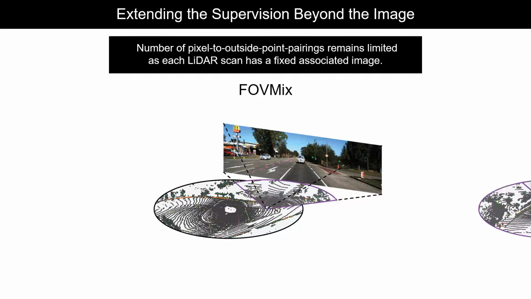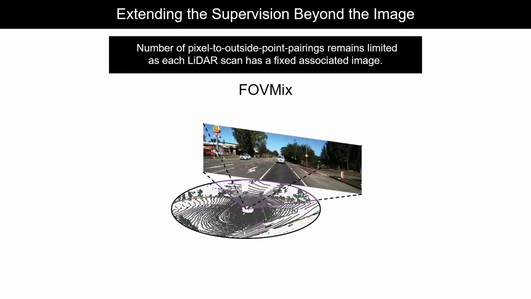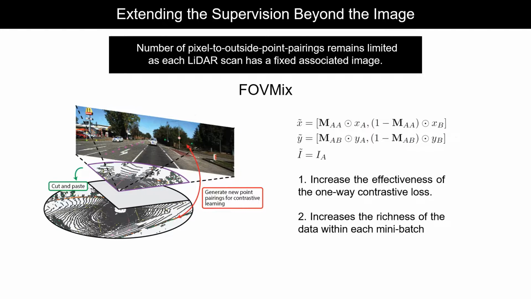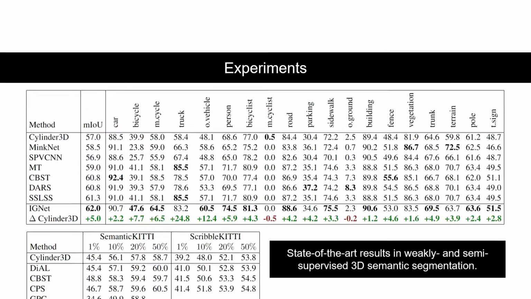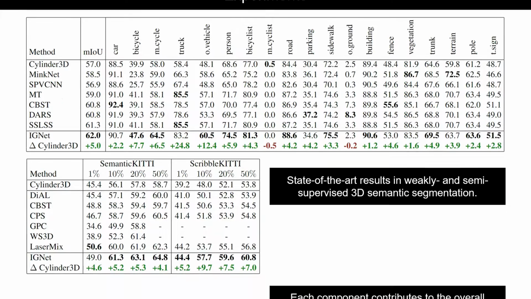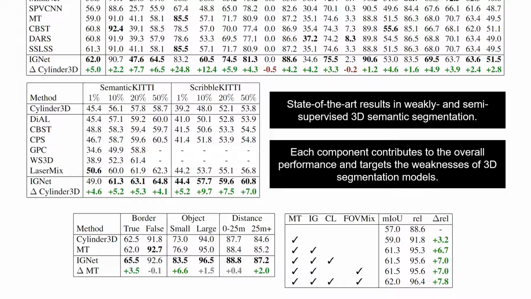We cut and paste an image with its corresponding points from one scene onto another. With FOV mix, we're not only able to generate new pixel point pairings to aid the contrastive learning, but also increase the variability within each mini-batch. Combining all proposed components, IGNet claims state-of-the-art results in both weakly and semi-supervised 3D semantic segmentation. Furthermore, we show ablation studies demonstrating the effectiveness of each component individually and the effectiveness of the image guidance in targeting the common weaknesses of 3D semantic segmentation models.